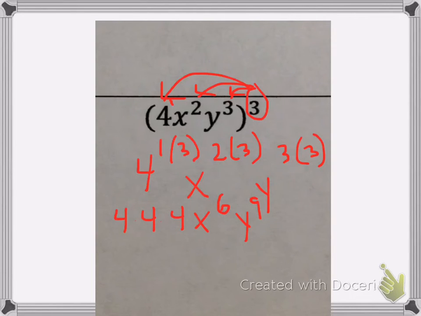Then we're just going to grab our calculators out and do 4 times 4 times 4, and when we do that we get 64. So our answer here is 64 x to the 6th, y to the 9th.